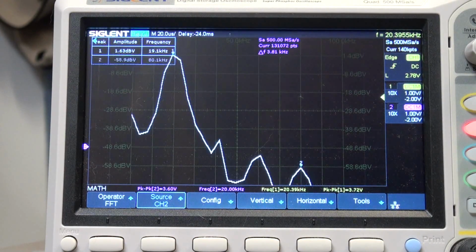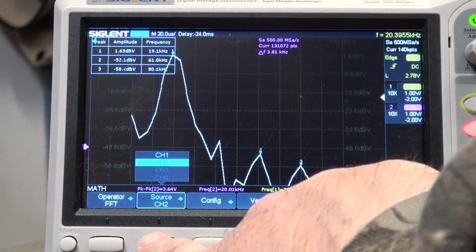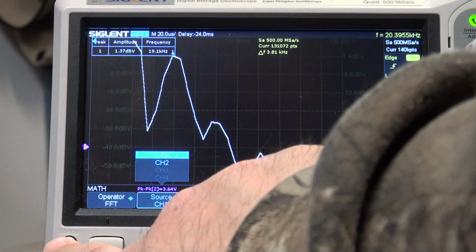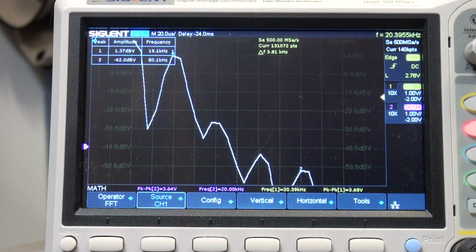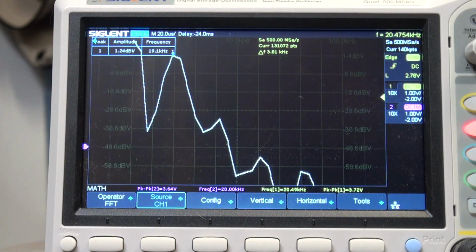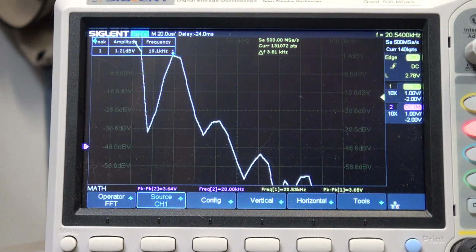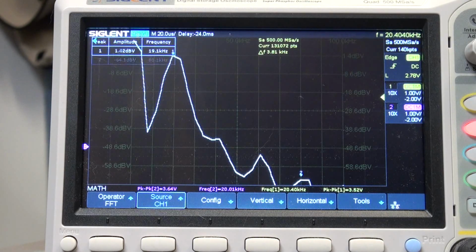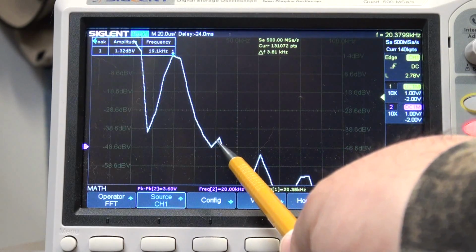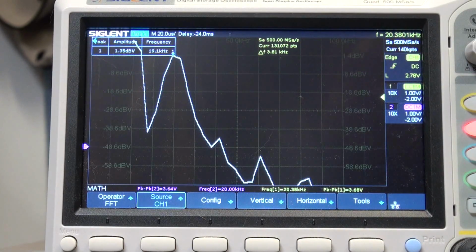I also have another adjustment on the Wien bridge oscillator that supposedly is a distortion adjustment according to the literature that I've read, but let's see. Oh, look at that. If I do adjust it, I can make the first harmonic actually go down. Now it's as good as the Siglent right there. So the literature was correct. It is a distortion adjustment.